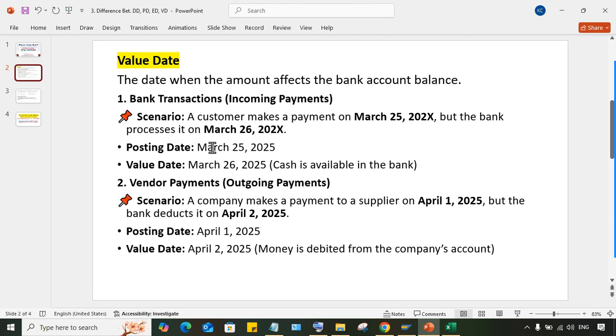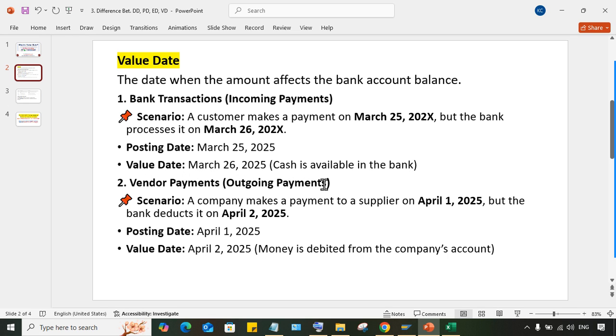I'll quote certain examples; they are pretty simple. In the case of an incoming payment, a customer makes a payment on March 25th, but the bank processes it on March 26th. Let's suppose we have received the confirmation from the customer on March 25th and the transaction is posted on March 25th itself, but the value date is going to be March 26th. Why? Because the money will be available in the bank account on March 26th itself, right?